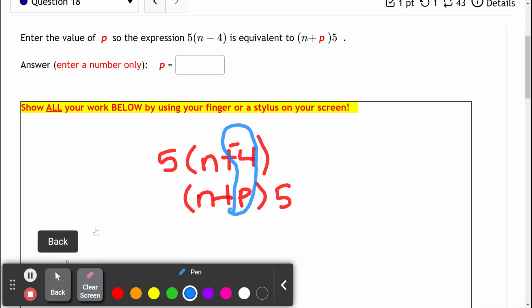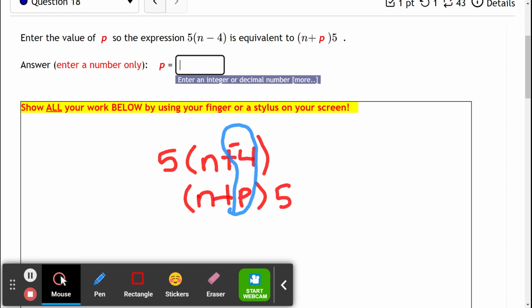So you got to be careful. That's a little bit of a tricky one right there. So it's going to be negative 4.